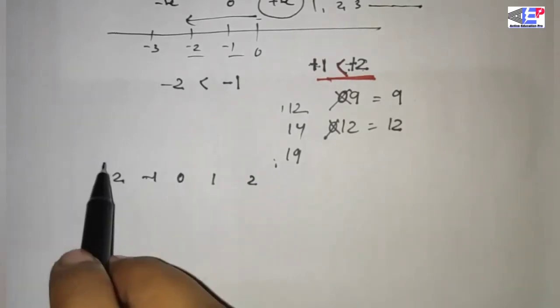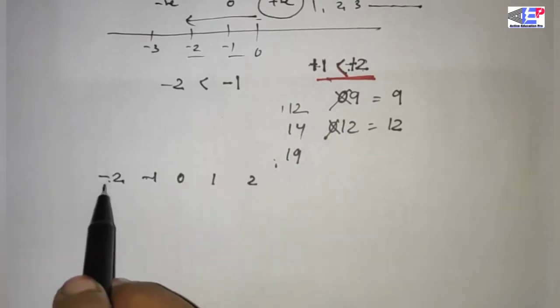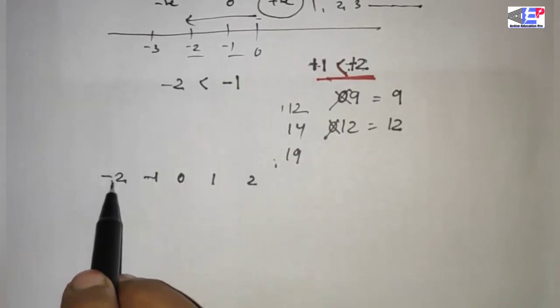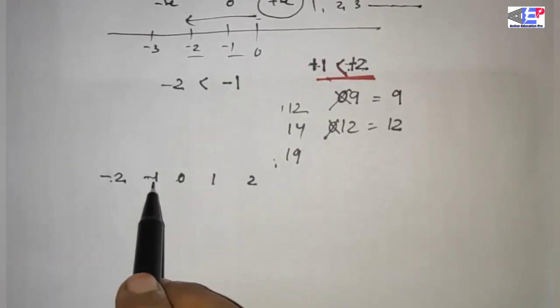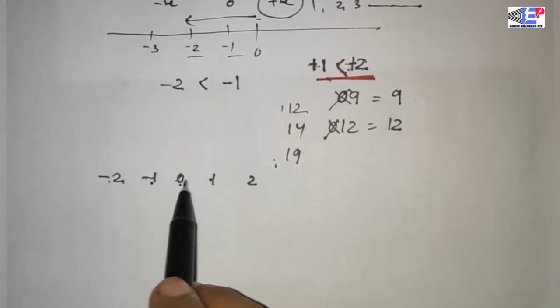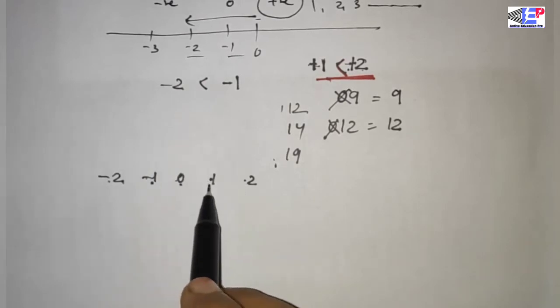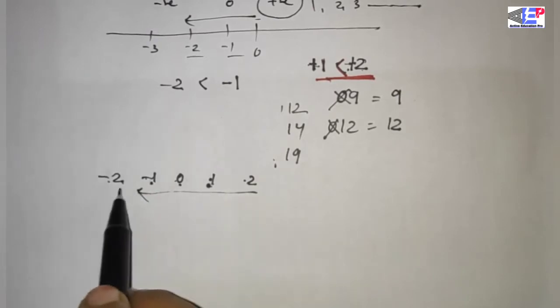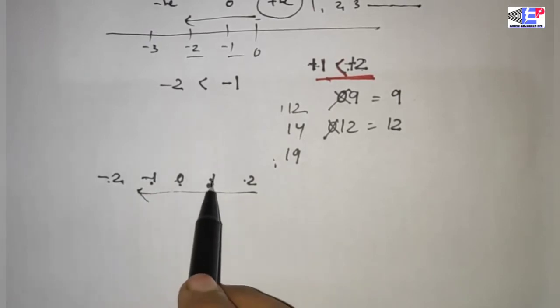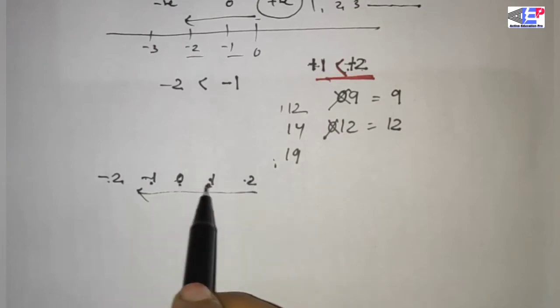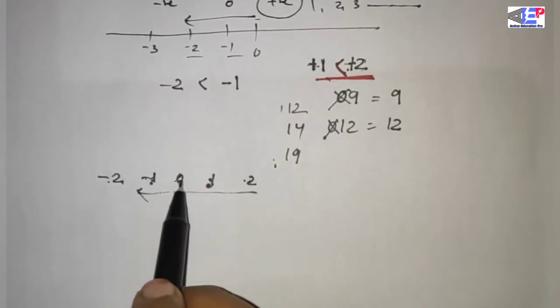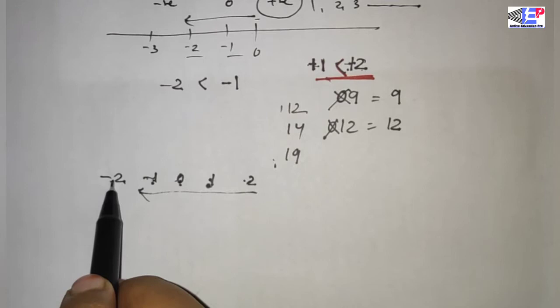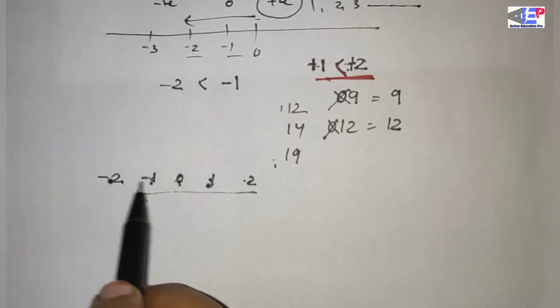Look here, if you move left to right, then -1 is the successor of -2, 0 is the successor of -1, 1 is the successor of 0, and 2 is the successor of 1. Similarly, if you move right to left, then 1 is the predecessor of 2, 0 is the predecessor of 1, -1 is the predecessor of 0, and -2 similarly is the predecessor of -1.